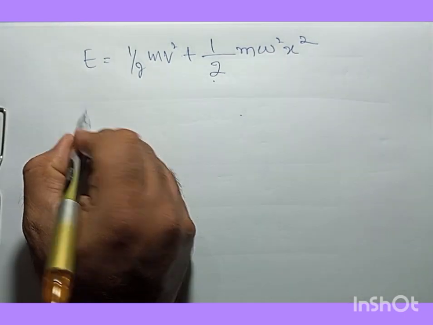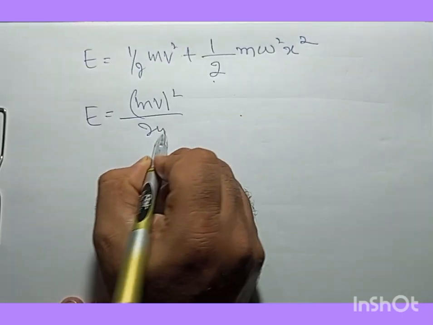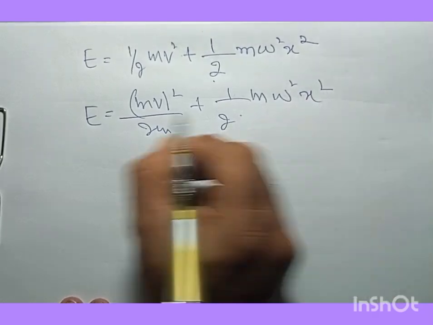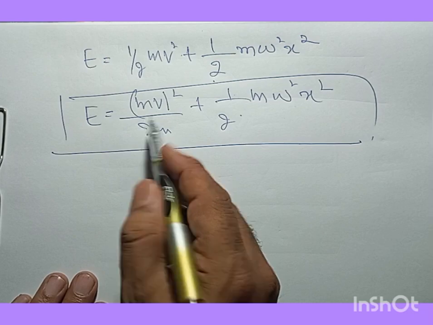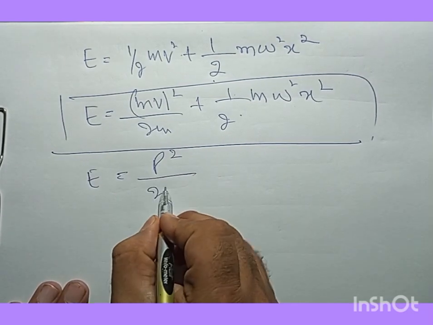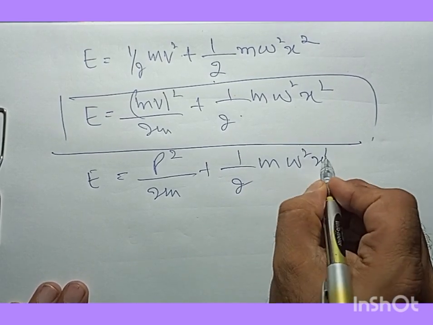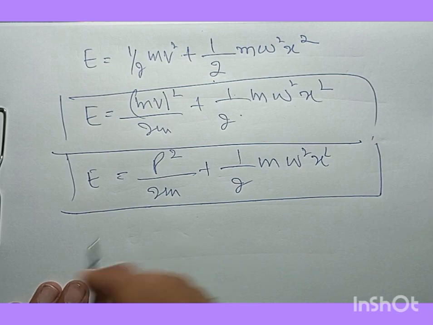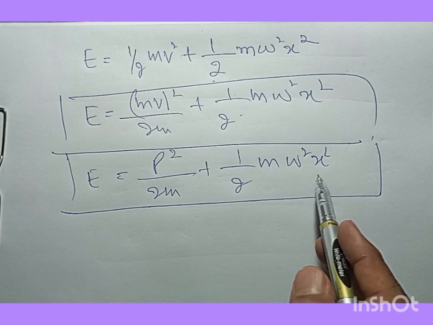So this energy can be written as (mv) whole squared by 2m plus 1/2 m omega squared x squared. Now this mv, as we understand, is momentum, so we have p squared by 2m plus 1/2 m omega squared x squared. So this is our total energy for this oscillator, where p is the representative of the momentum, and x is the representative of the position of the particle.